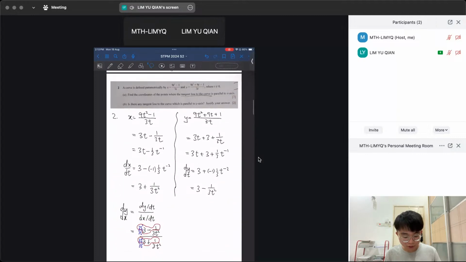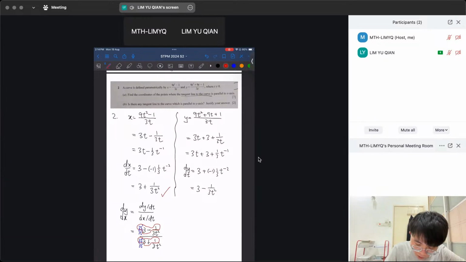7 marks here. Okay, is there any tangent line to the curve that is parallel to y-axis? Justify your answer. So these 2 marks. Parallel to x-axis, stationary point, numerator equal to 0. So if tangent line is parallel to y-axis, denominator equal to 0. Marks are located. Okay, differentiation we have 1 mark. This one we have 1 mark also.